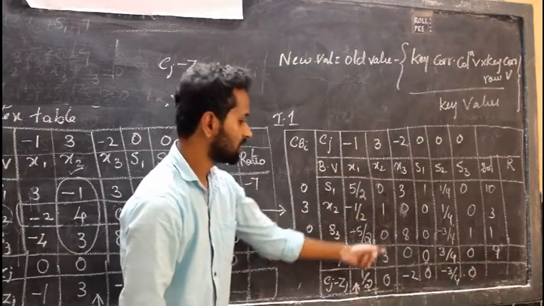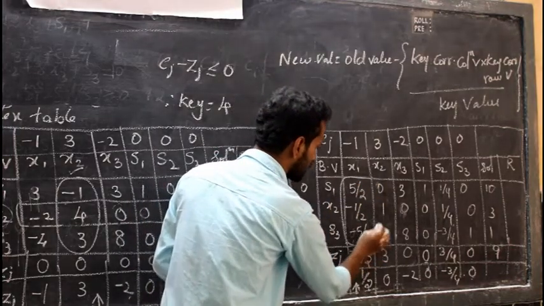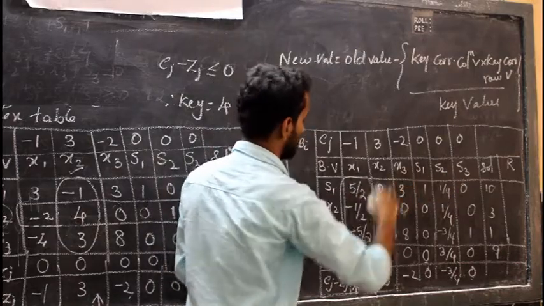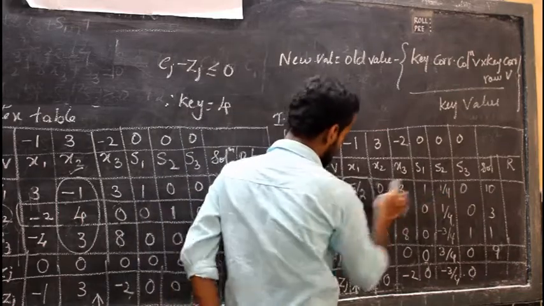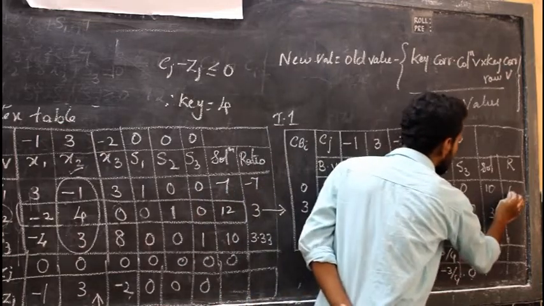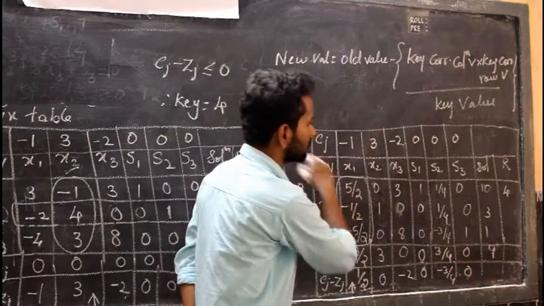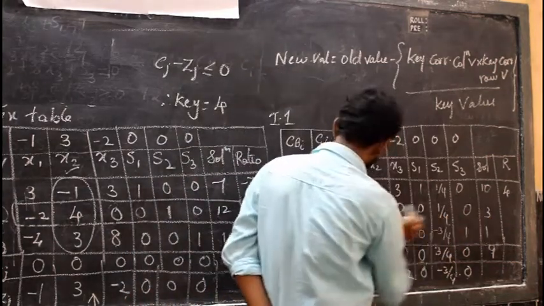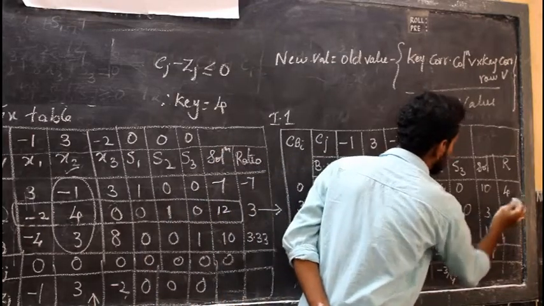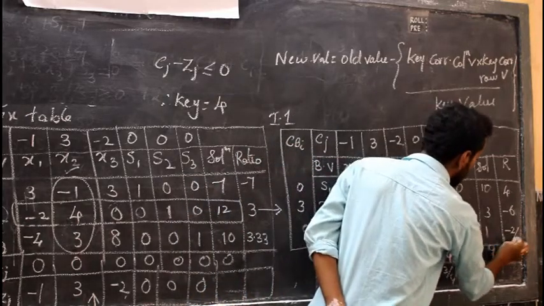The corresponding column becomes the key column now. What is the corresponding column I have here? This becomes the key column. So now using key column values I need to find the ratio values. Solution divided by key column value: 10 divided by 5 by 2 becomes 20 divided by 5, that becomes 4. And 3 divided by minus 1 by 2 becomes minus 6. Is it clear? Yeah. 1 divided by minus 5 by 2 becomes minus 2 by 5.